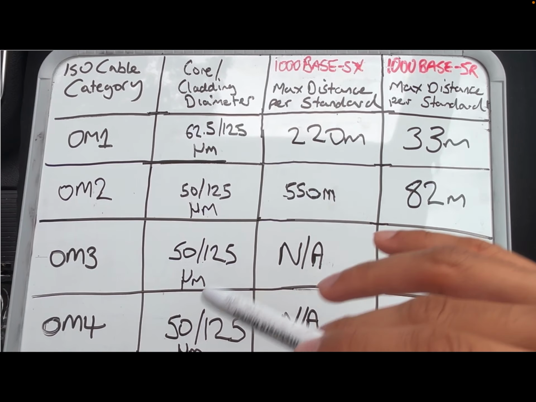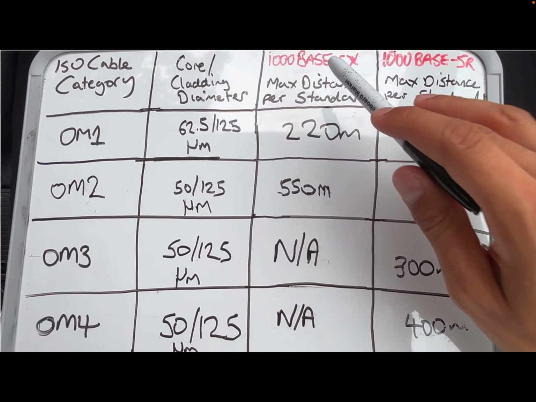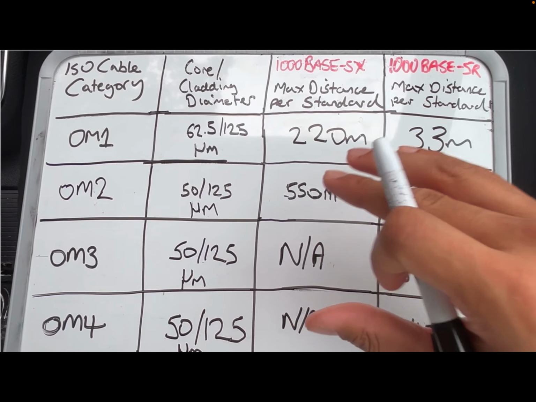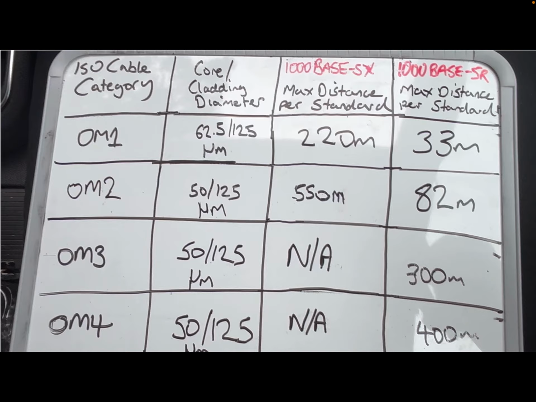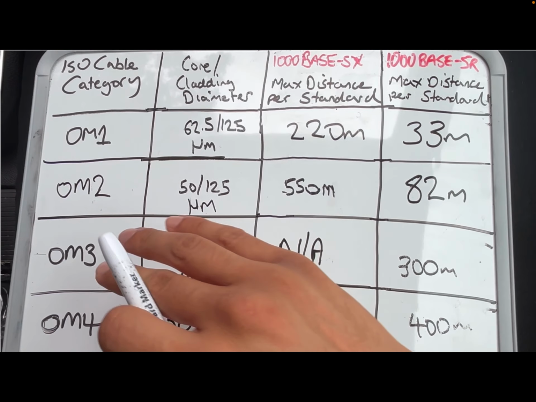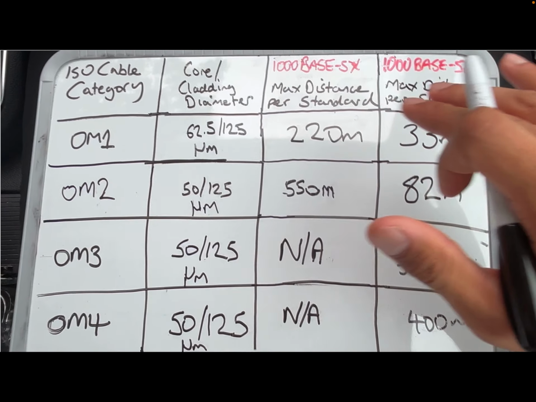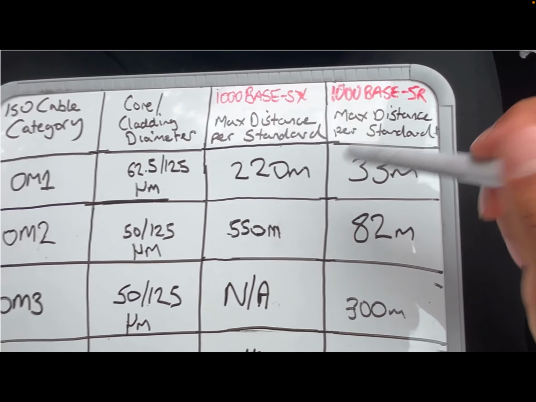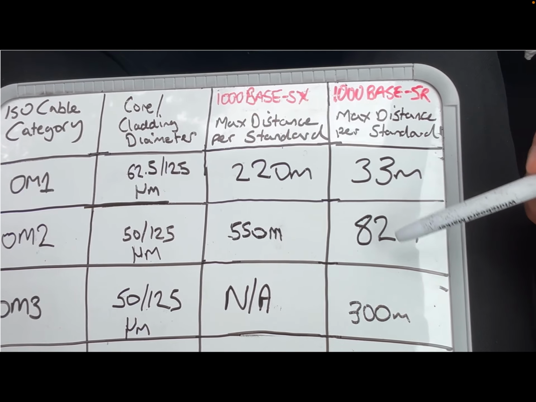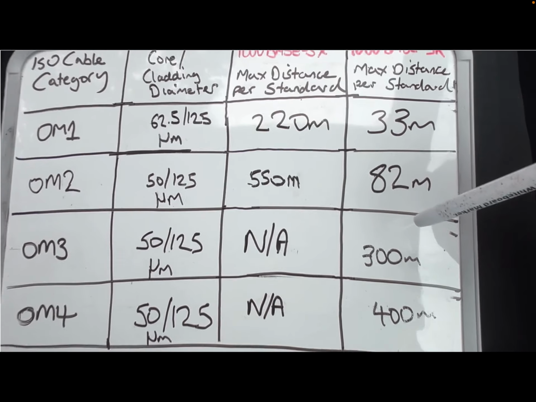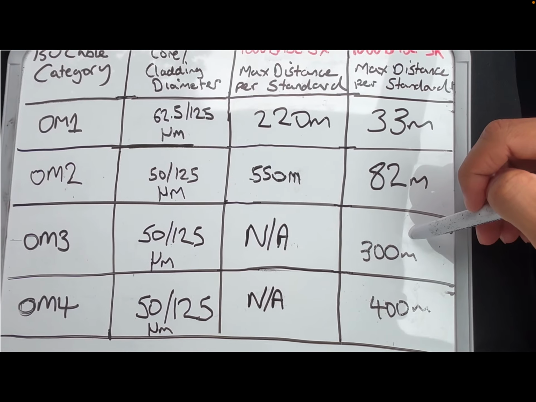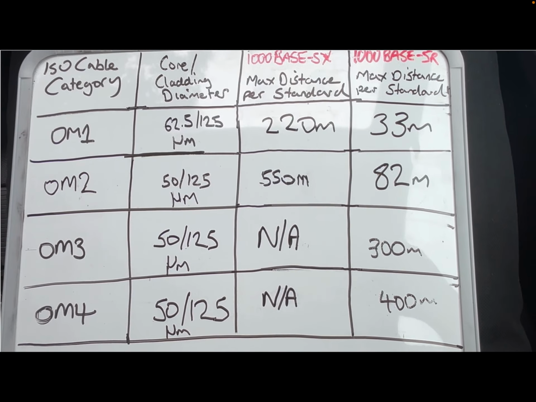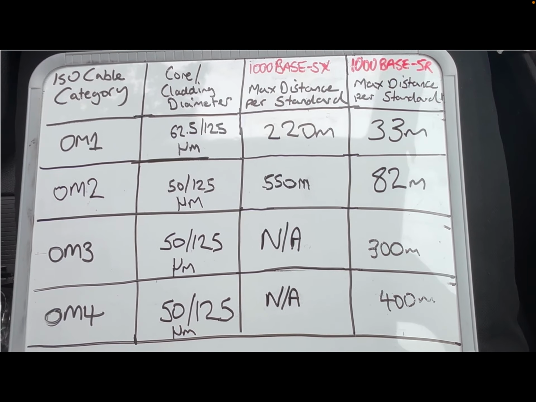And for optical multimode 3 and optical multimode 4, there's no defined maximum distance for 1000BASE-SX because these standards came out later, after the introduction of 1000BASE-SX. So moving on to 1000BASE-SR, the maximum distance for OM1 and OM2 is 33 and 82 meters respectively. When it comes to OM3 and OM4, they increase significantly to 300 and then finally 400 meters in optical multimode 4. So that's optical multimode standards in a nutshell. Thank you for watching.